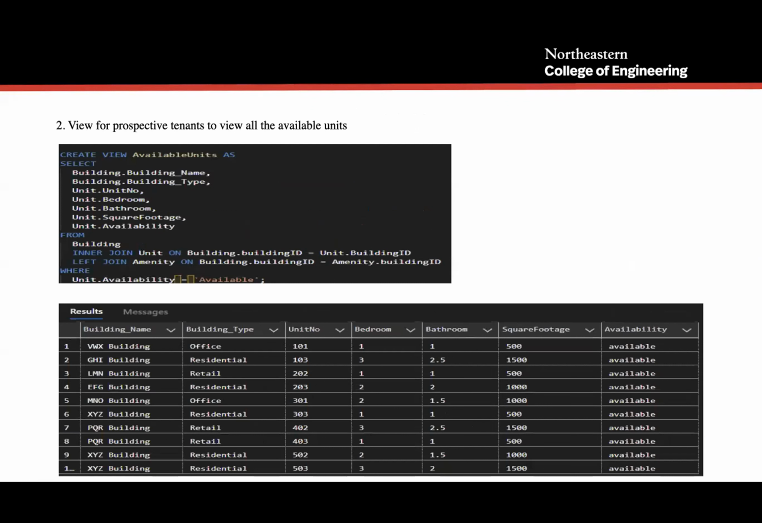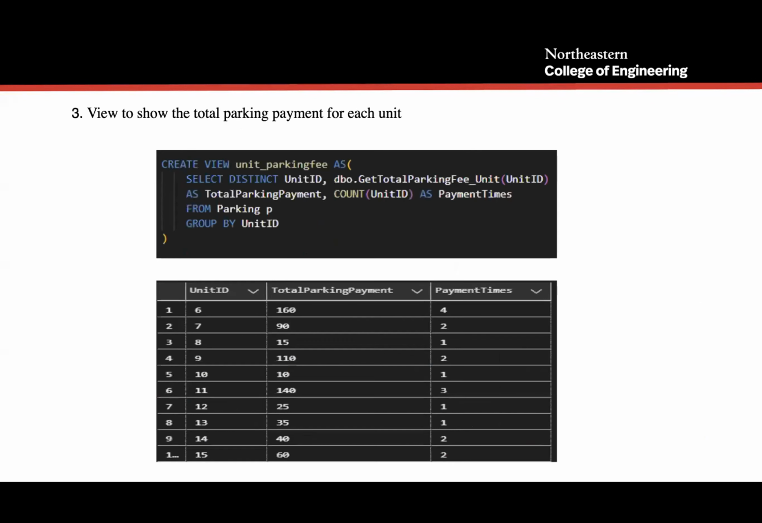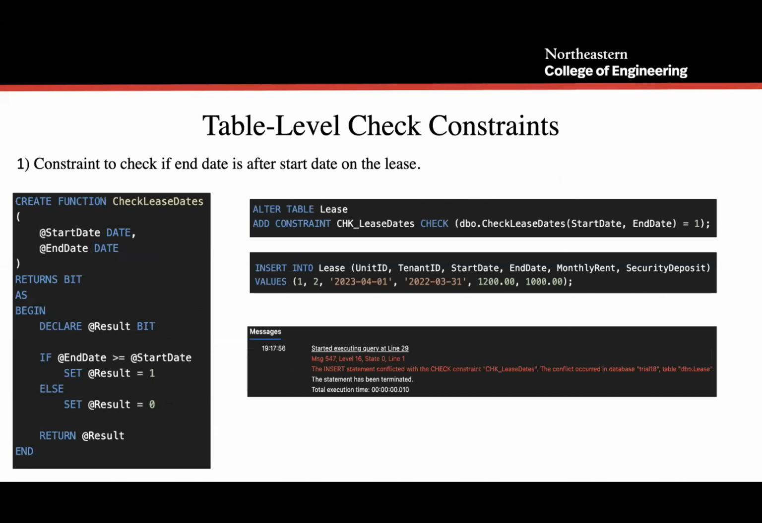This view is for prospective tenants to see all the available units. They will be able to see all the available units and their building details along with the information related to each unit. Next slide, please. We have also implemented a view to record the number of payments made for parking for each unit along with the total parking payment. Next, Akshit will continue.